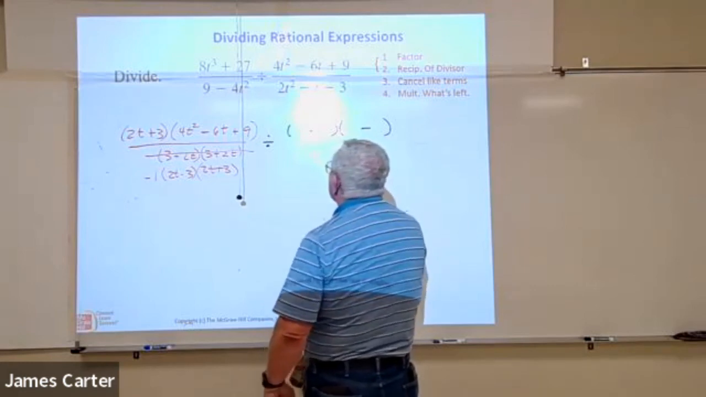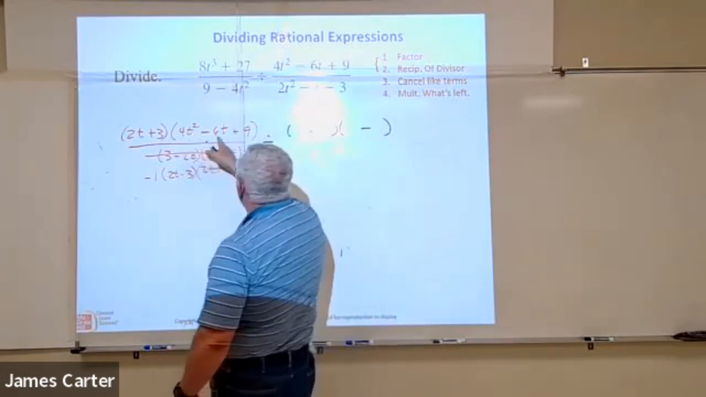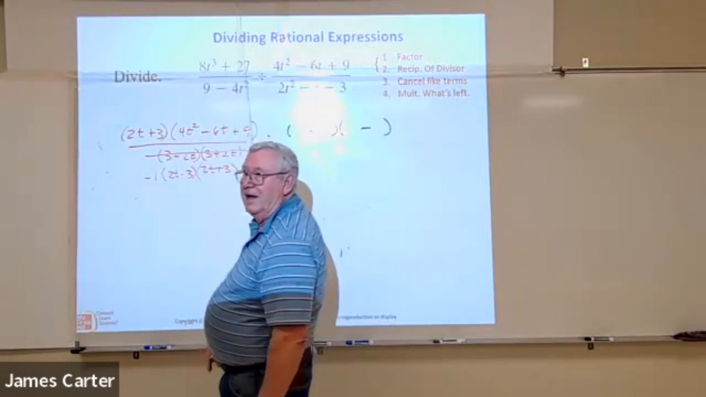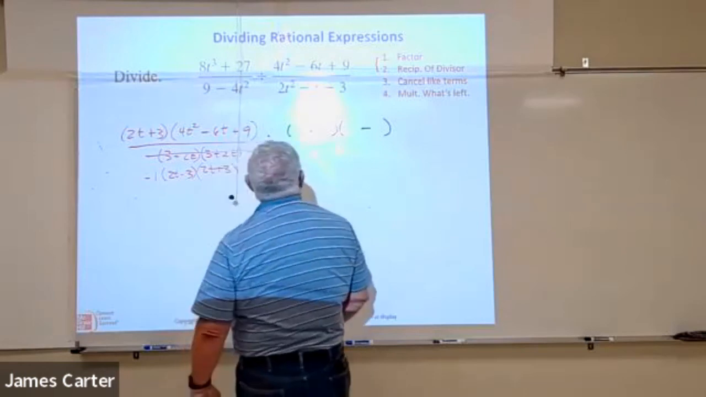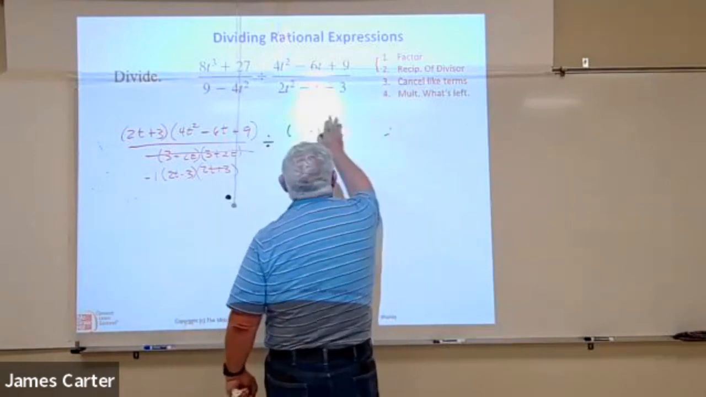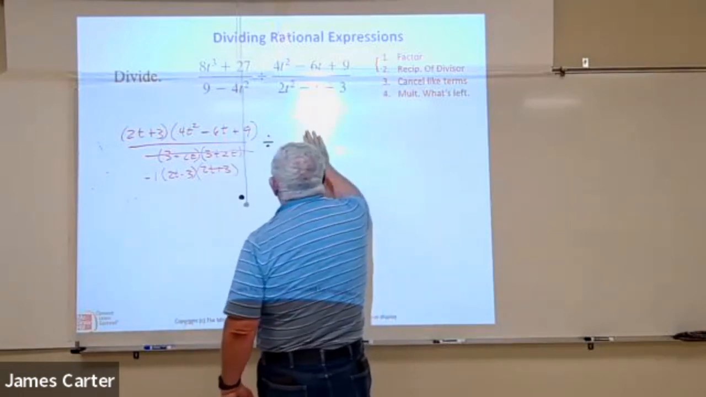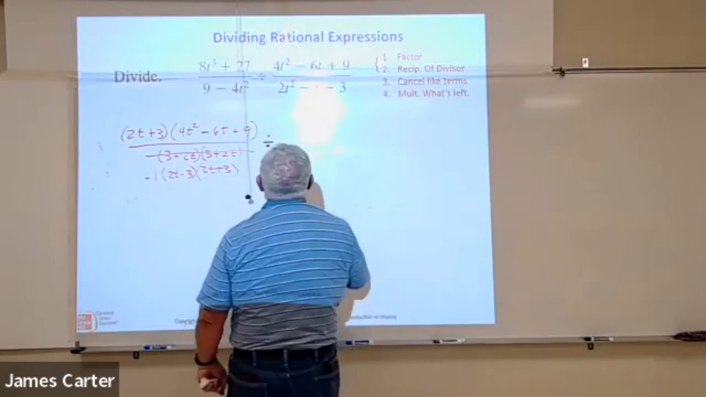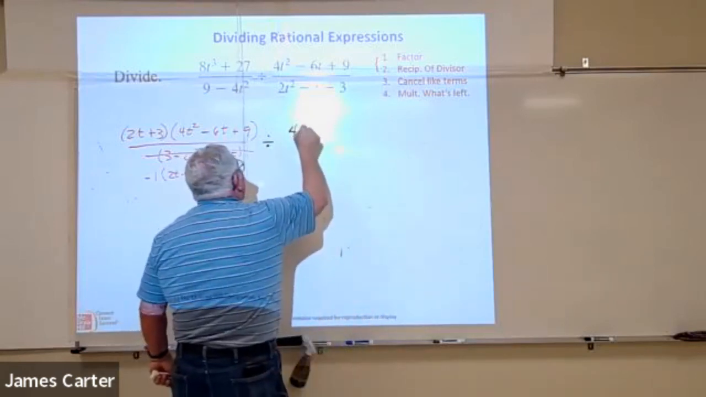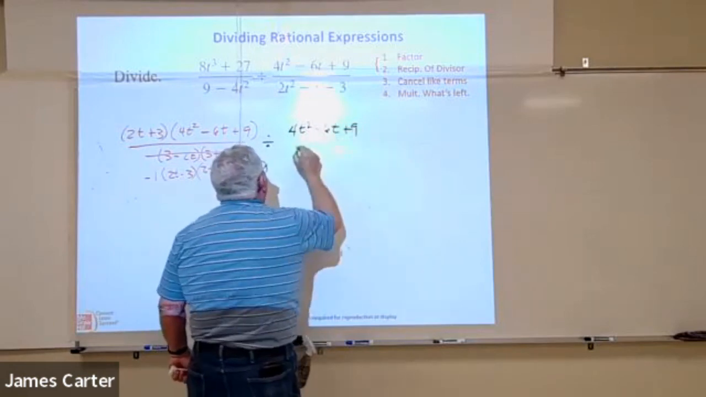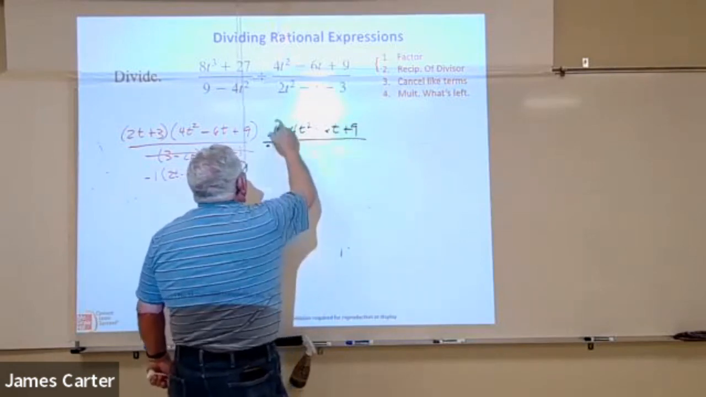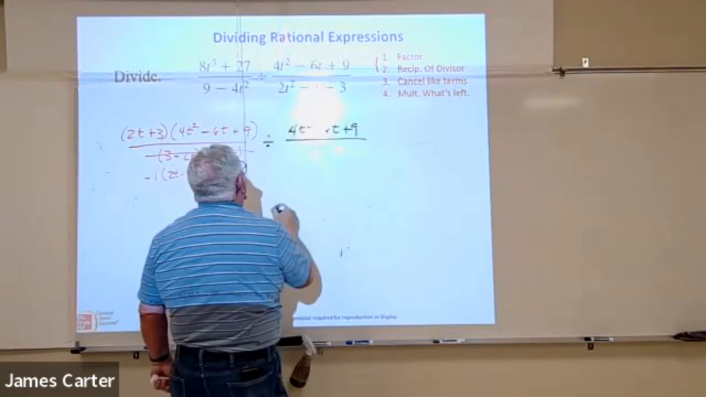Actually, that is the back end of this. Huh. How about that? Or as they used to say when I was a kid, cowabunga. 4t squared minus 6t plus 9. Now that won't factor.